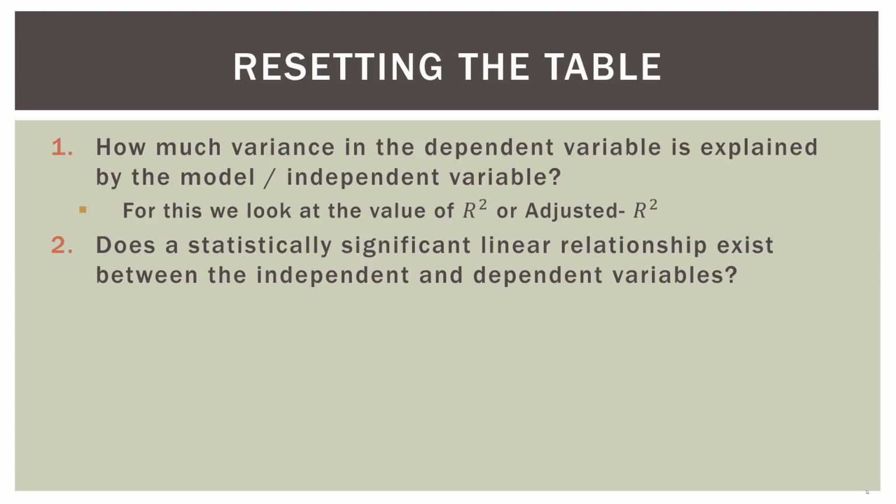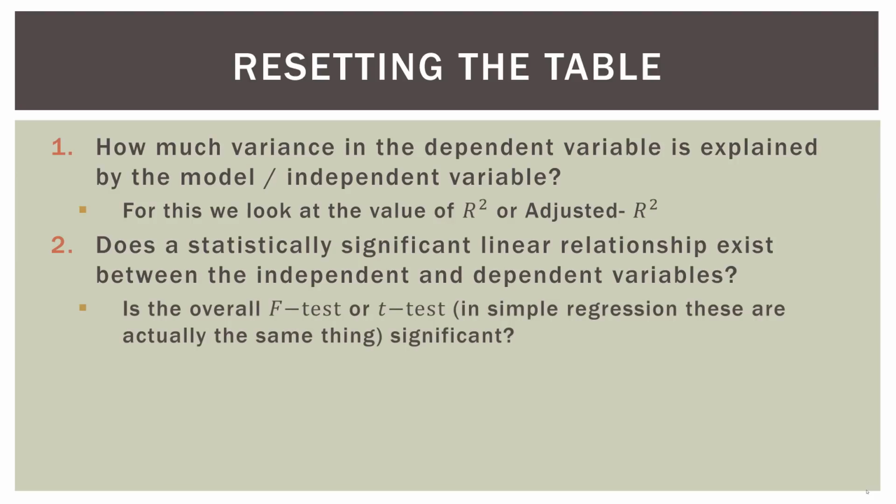So number two, does a statistically significant linear relationship exist between the independent and dependent variables? If there isn't one, then regression is no good. That's the underlying point of regression: first you have to establish that there is a linear relationship between the two variables. So is the overall F test or T test significant? Now in simple regression, these are actually the same thing. The T test output you see in the software and the F test are the same thing in simple linear regression.